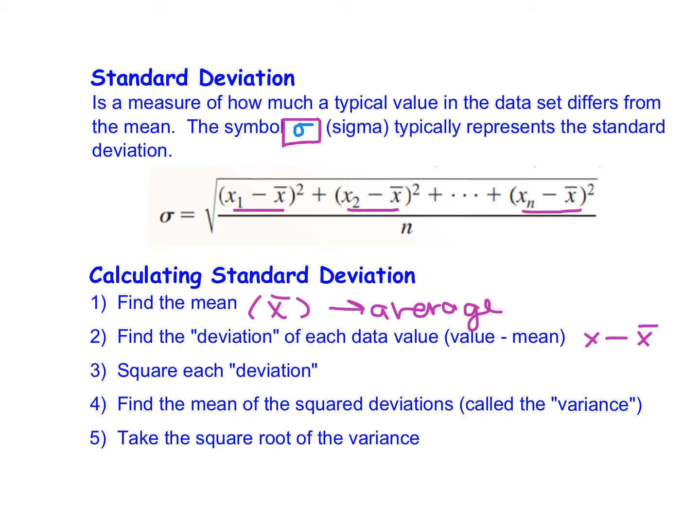Once you've found each deviation, you're going to square it. You can see that right here. You can see that we're squaring each deviation, kind of hidden in here. So we found each deviation and then we squared it.